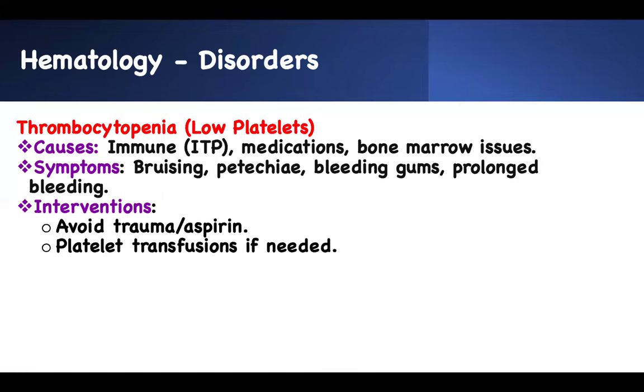Thrombocytopenia. All it means is low platelet, right? This can be caused by medication. Your bone marrow is not working, like aplastic anemia, or it may be due to you being immunocompromised or autoimmune.